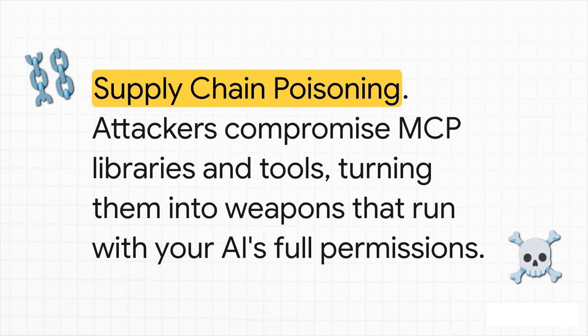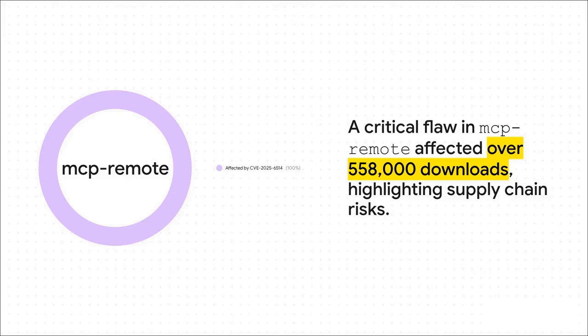But what happens when one of those packages gets compromised? That's when a helpful little utility suddenly turns into a weapon. For a perfect example, just look at the MCP remote package. It's a super popular tool, helps you add OAuth support. Well, a critical vulnerability was found in it after it had already been downloaded more than 500,000 times. Think about that. One single poisoned package can instantly compromise hundreds of thousands of systems.